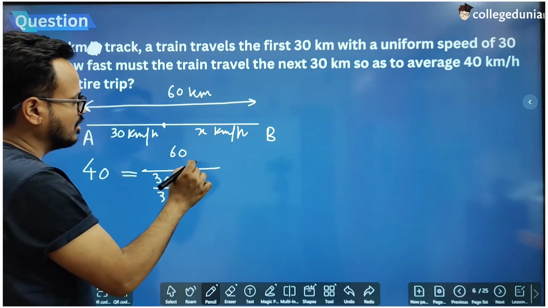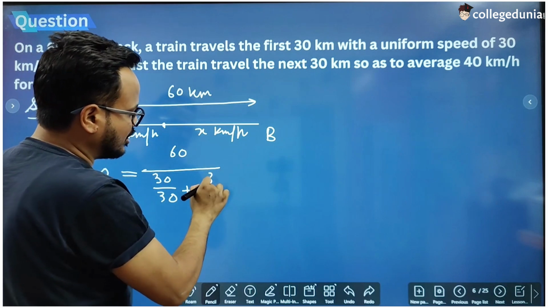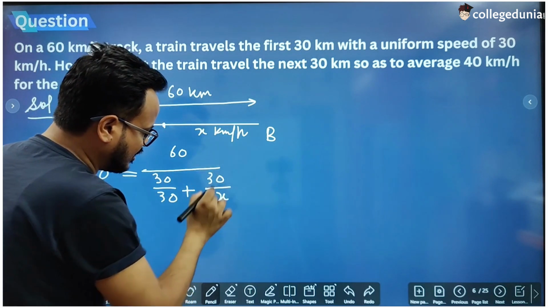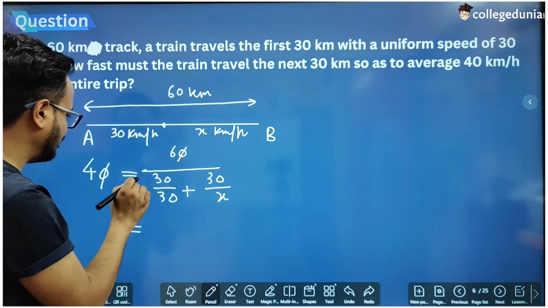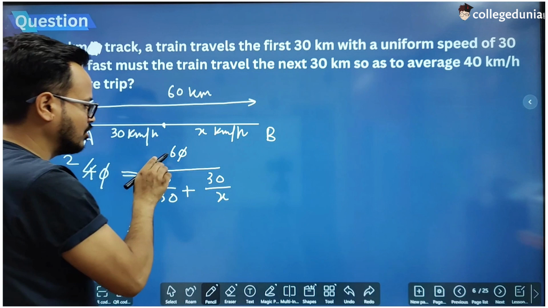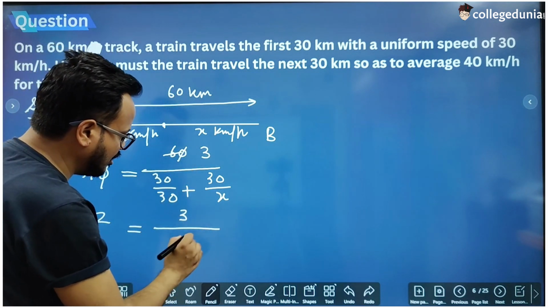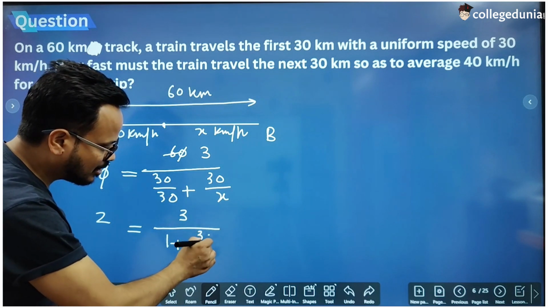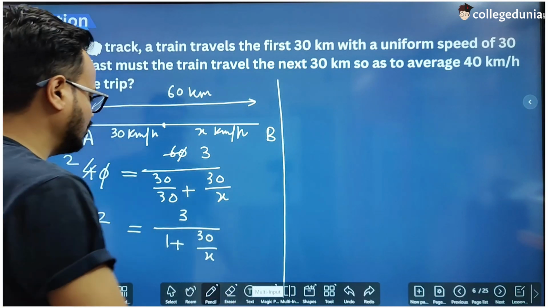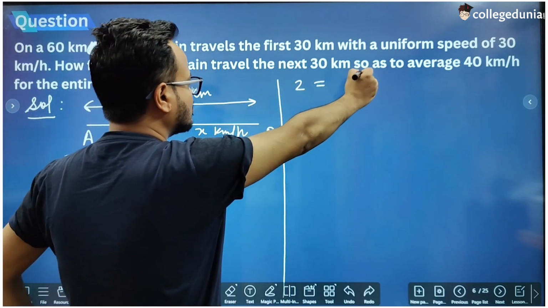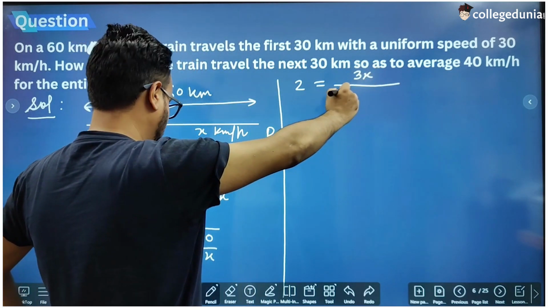And in the second case, time is distance over speed. This distance is also 30, but we do not know the speed, so let's take it as x. So this is 40. This 0 is cancelled with this 0, and 2, 3. So 2 equals 3 divided by 1 plus 30 by x. So 2 equals 3 divided by (x plus 30) over x.